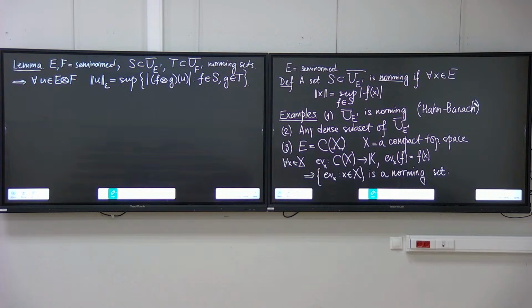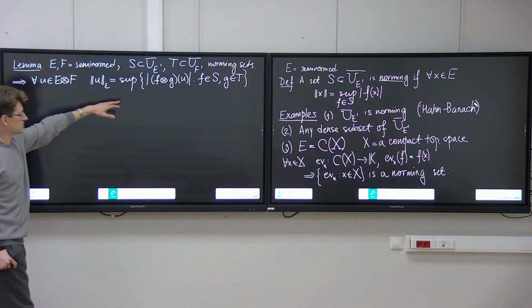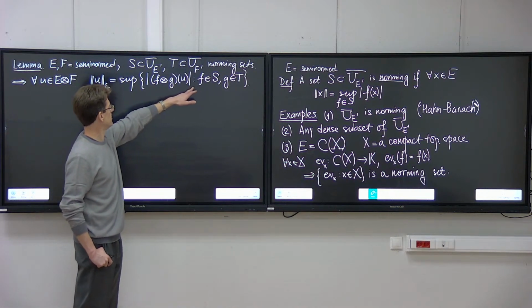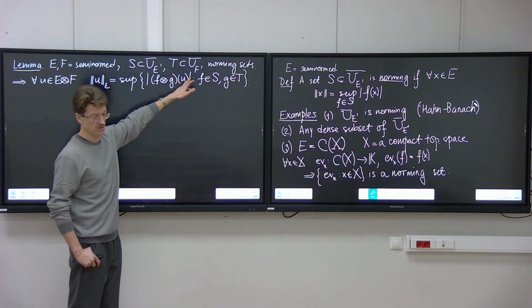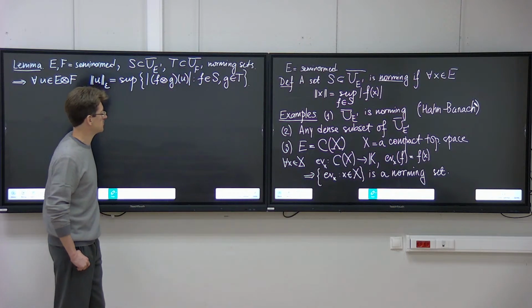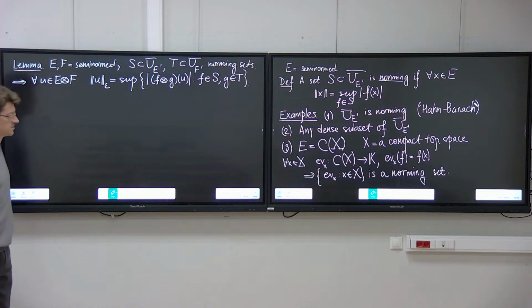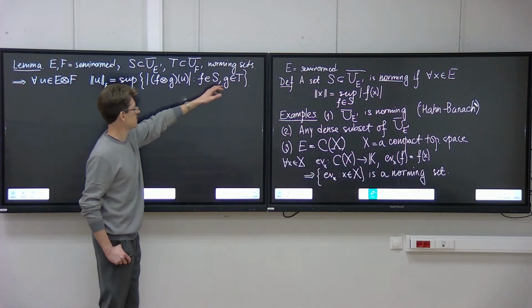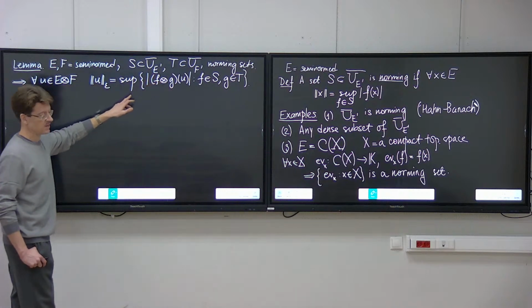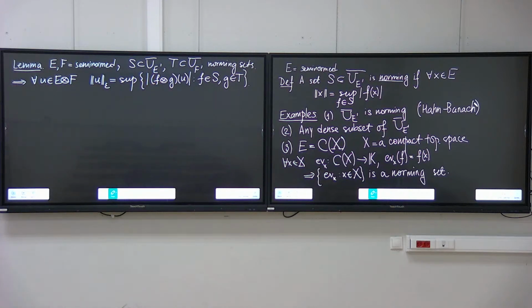In other words, if we recall now the definition of the injective tensor semi-norm, in the definition, F runs over the unit ball of E prime, and G runs over the unit ball of F prime. So the point of the lemma is that we can replace, in the definition of the injective tensor semi-norm, the unit balls by arbitrary norming sets, and the result will be the same.